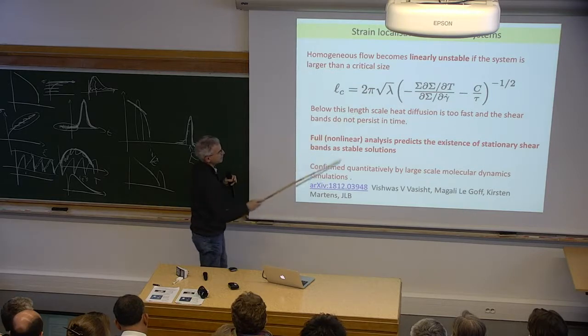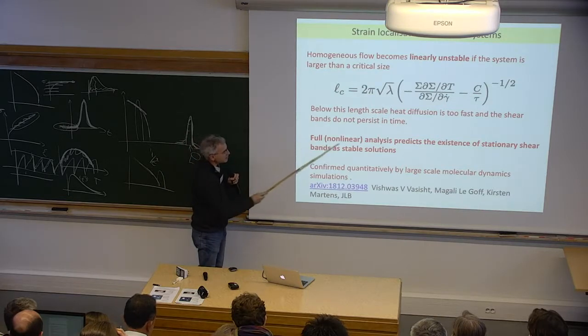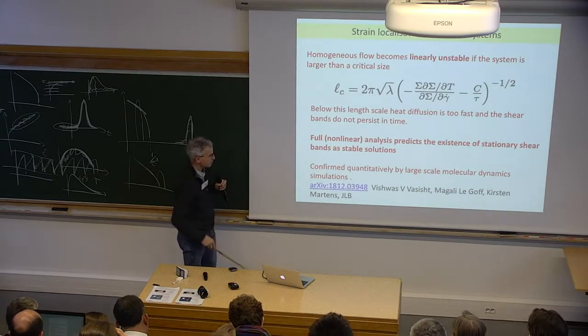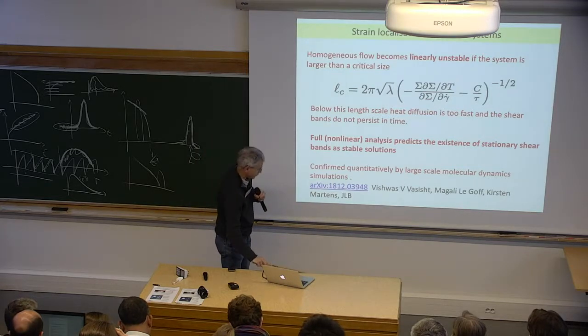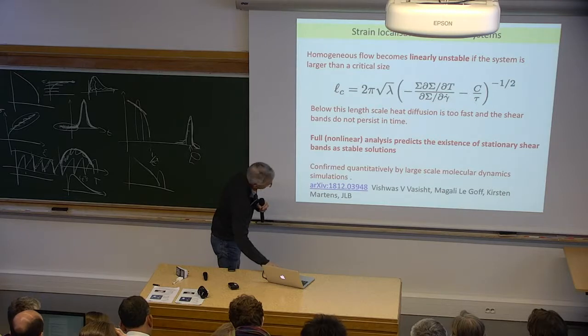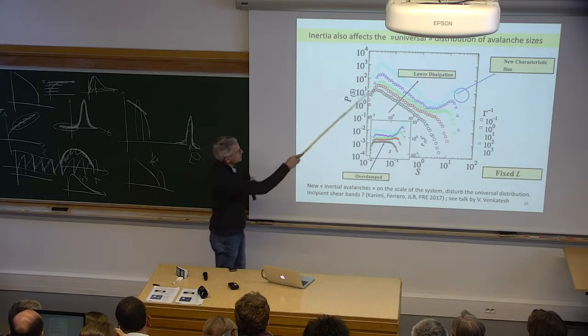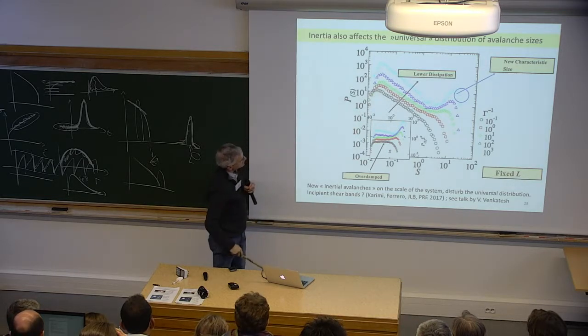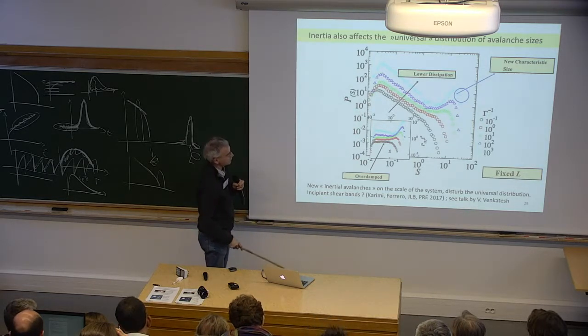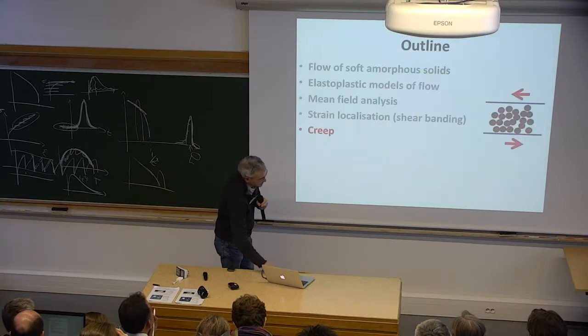So you cannot establish a shear band in too small systems, but in large systems the shear bands do exist, and the full nonlinear analysis of these equations predicts that they are stationary and stable solutions. This can be confirmed quantitatively, and we have a paper on this with Vishwas, and maybe he will talk about this during the week. I should also say that inertia, as also studied by Mark Robbins and Salerno, has an influence on the distribution of avalanches, which becomes quite different from what it is in an overdamped system, with a peak.